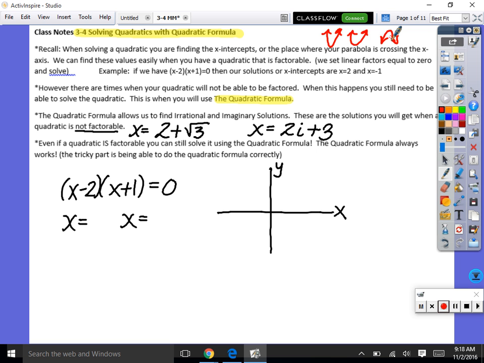And we can find these values easily when you have a quadratic that is factorable. So remember, two units ago, we tested on how to factor a quadratic, right? We factor it out to its linear factors. So if we have this, this would be considered factored form.